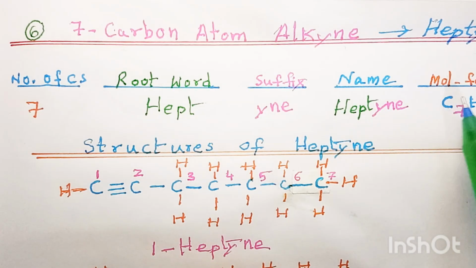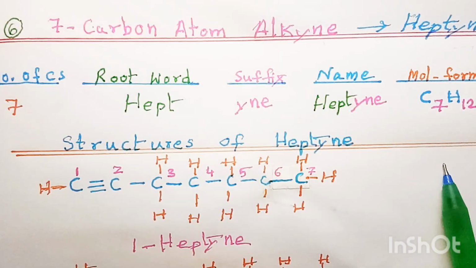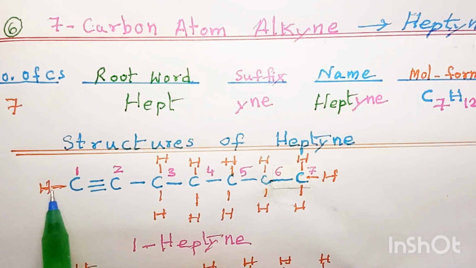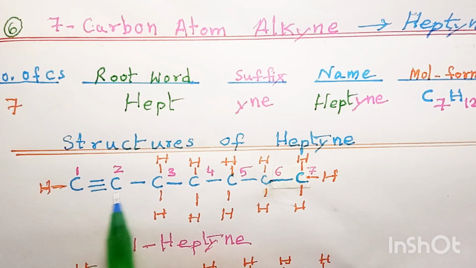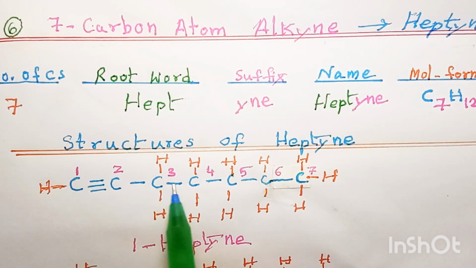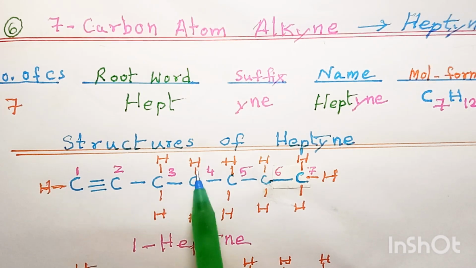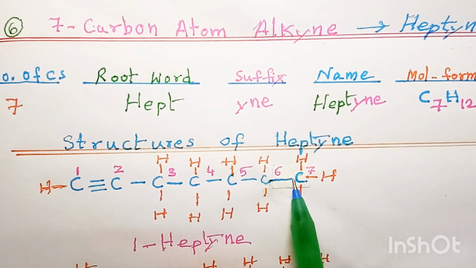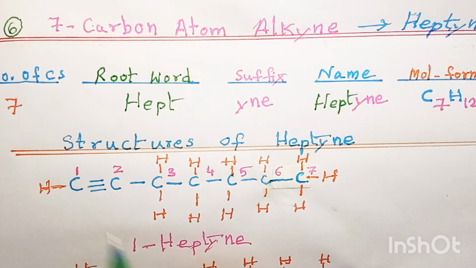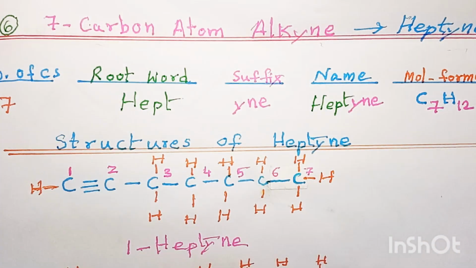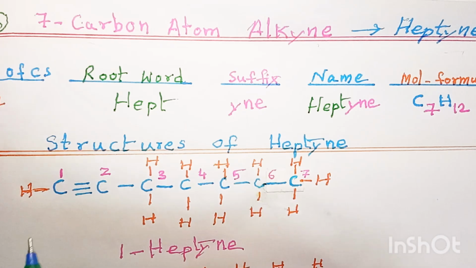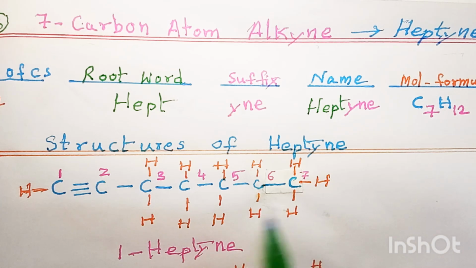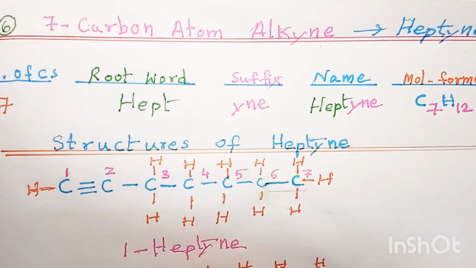Molecular formula is C7H12. Structure of heptyne: CH triple bond C, single bond C, single bond C, CH2, single bond CH2, single bond CH2, single bond CH2, single bond CH3. Altogether there are 7 carbon atoms. We have to write the structure so that each carbon atom gets 4 bonds. So this is 1-heptyne.